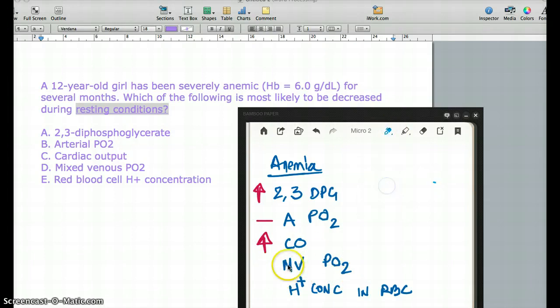Why? Because there is more extraction of oxygen at the end organs. So there is less oxygen going to the veins. So the mixed venous partial pressure of oxygen is going to be decreased because more of the same oxygen is extracted by the organs, since less oxygen is coming to them because of the anemia.